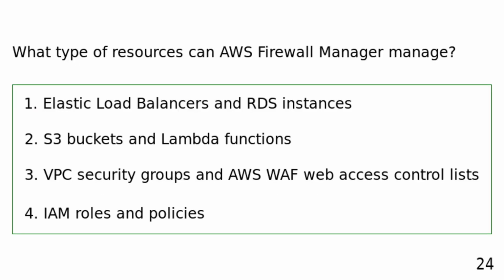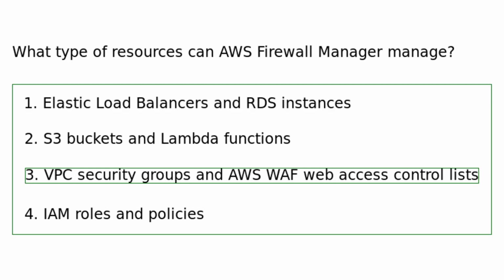What type of resources can AWS Firewall Manager manage? Elastic load balancers and RDS instances. S3 buckets and Lambda functions. VPC security groups and AWS WAF web access control lists. IAM roles and policies. AWS Firewall Manager can manage VPC security groups and AWS WAF web access control lists to help protect your resources.